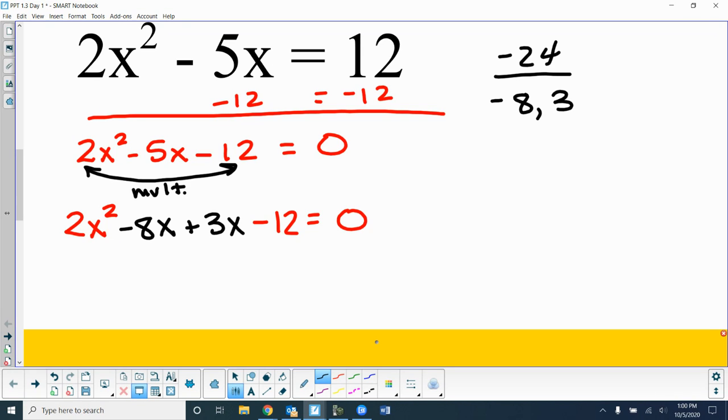We've changed it to number 6 on our list of factoring, a grouping problem. So we just group the first 2 and the last 2. And then we look for the GCF. What's the greatest common factor in this first group? 2x, right? What's the GCF between these two? 3, right?